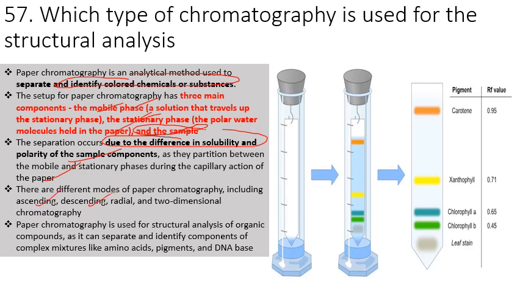There are different modes of paper chromatography, which include ascending, descending, radial, and 2-dimensional chromatography. This paper chromatography is used for structural analysis of organic compounds, as it separates and identifies components of a complex mixture, like amino acids, pigments, and DNA bases. So this is used for separation of these compounds, and it's mostly used for their structural analysis.